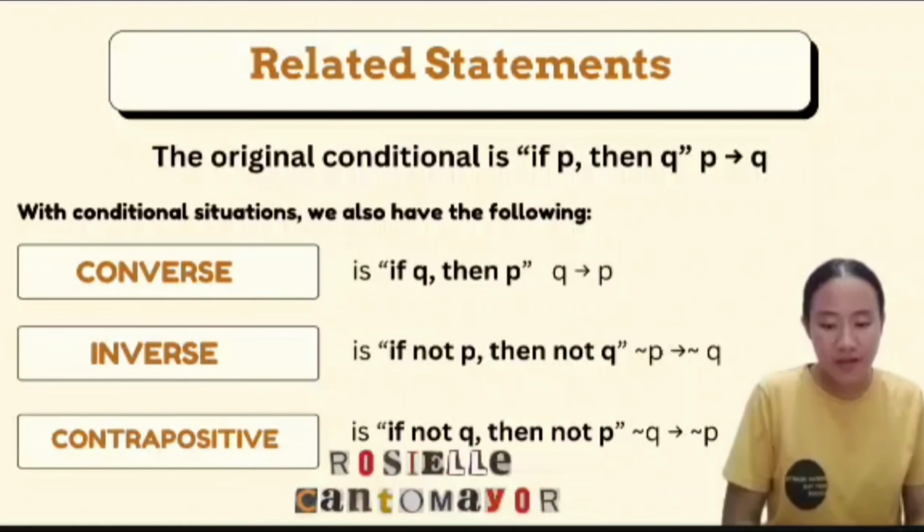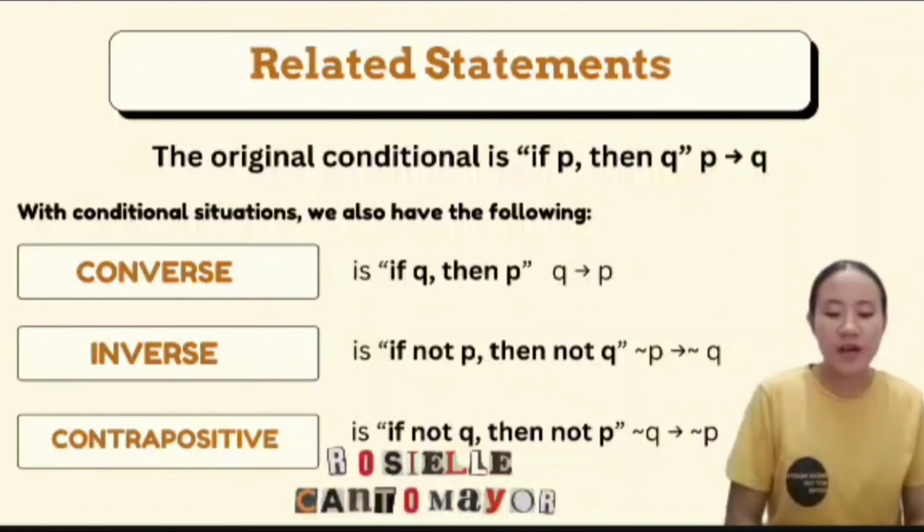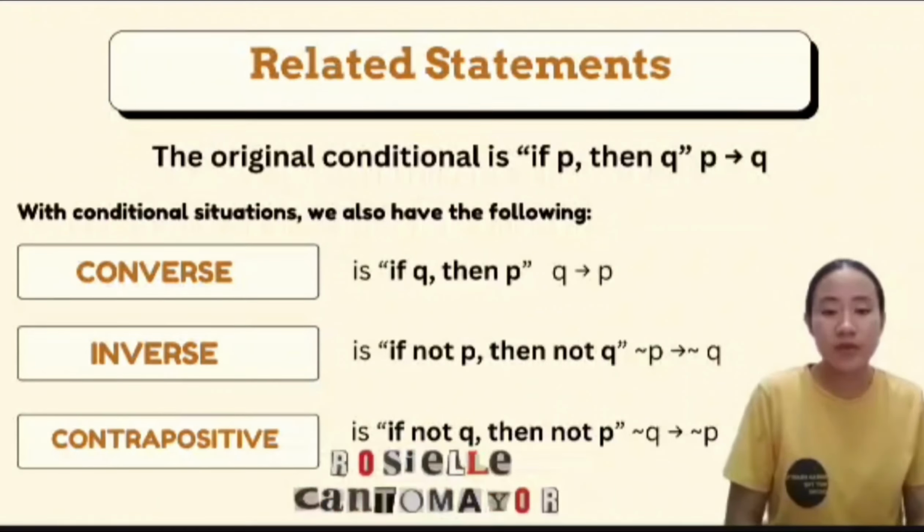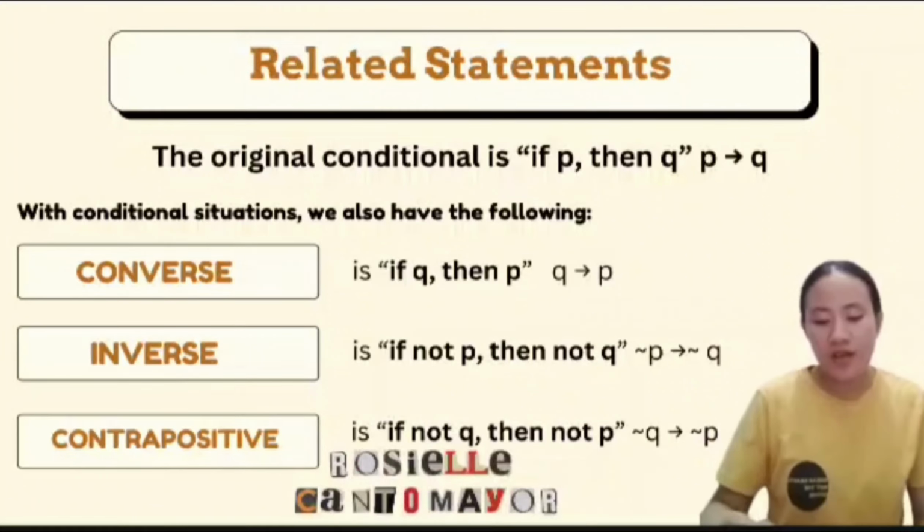Lastly, contrapositive. If P then Q, then if not Q, then not P. Other example again: if a number is divisible by 10, then it is divisible by 5. So the contrapositive is, if a number is not divisible by 5, then it is not divisible by 10.